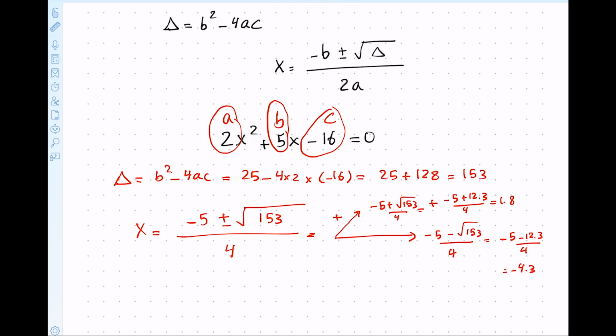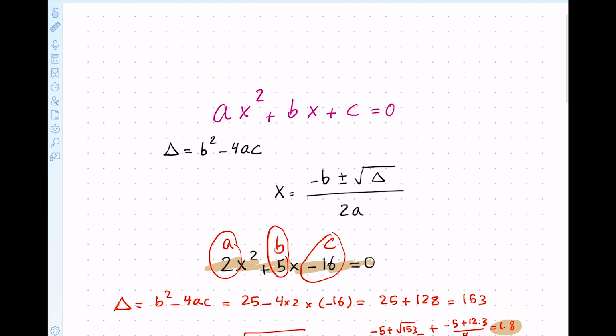So we have two numbers basically here that satisfy this equation, 1.8 and negative 4.3. If you put them in that equation, it satisfies this quadratic equation. It's very easy to do. You can do it. Just remember that delta is b squared minus 4ac, and the answers that you're looking for is negative b plus and minus square root of delta divided by 2a.